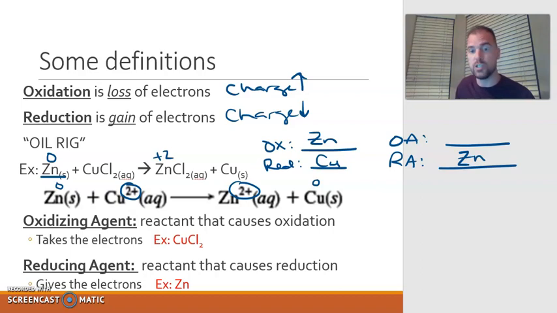Copper was reduced, and therefore it's the oxidizing agent. But how did copper get written as a reactant? It wasn't just copper, it came as copper 2 chloride, CuCl2. So I need to make sure I write down CuCl2 as my agent. As a reminder, just the elements get written when we ask what's oxidized and reduced, but the agents need to be written how they came as reactants.